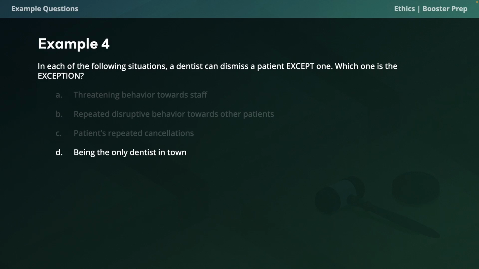Or C, even repeated cancellations. It's not threatening or disruptive behavior, but if they're repeatedly canceling appointments, then that is a valid reason to dismiss them. If you're the only dentist in town, however, that's not a valid reason to dismiss them.